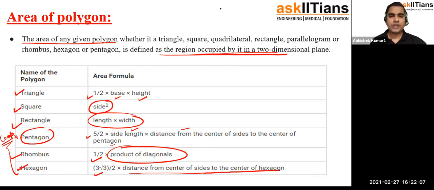I will show you how you can find out the area of any polygon, I repeat, any polygon, very, very easily. That I'll show you.